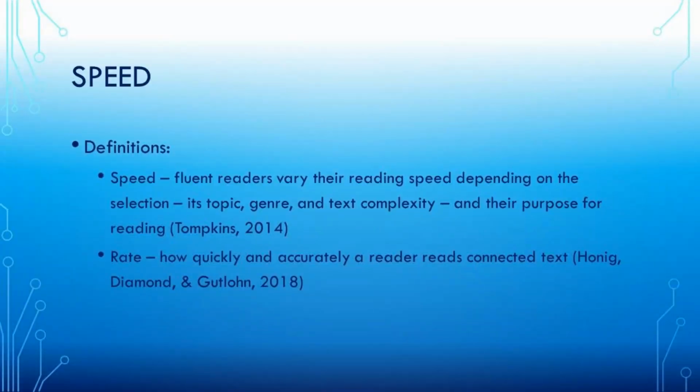Students must have an accurate reading speed or rate to have the cognitive resources available to focus on meaning. Fluent readers vary their reading speed depending on the selection, its topic, genre, and text complexity, and their purpose for reading. Rate is defined as how quickly and accurately a reader reads connected text. Reading along with a recorded version of a story is especially helpful for students whose reading speed is extremely slow and for students who are still learning English.